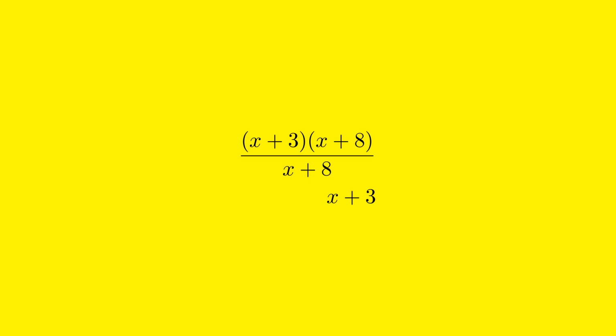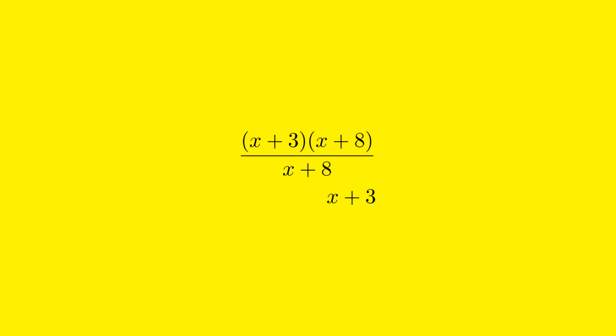Canceling is a method where matching factors in the numerator and denominator are divided out of the expression, simplifying it further. So, we cancel x plus 8 from both the top and the bottom of the expression. We are left with just x plus 3.